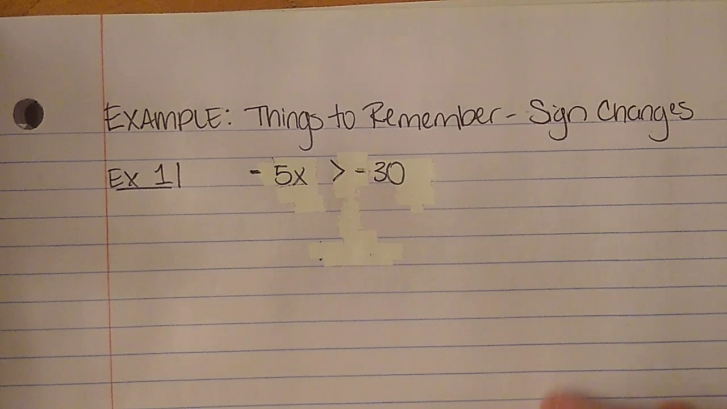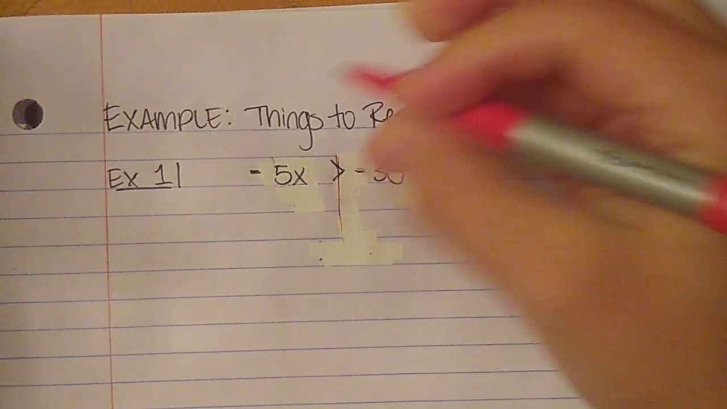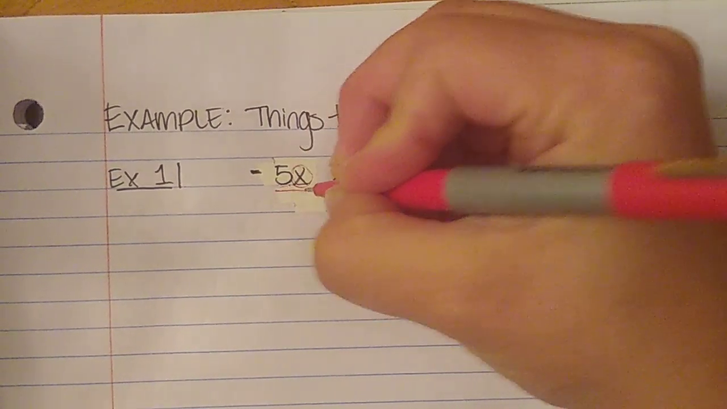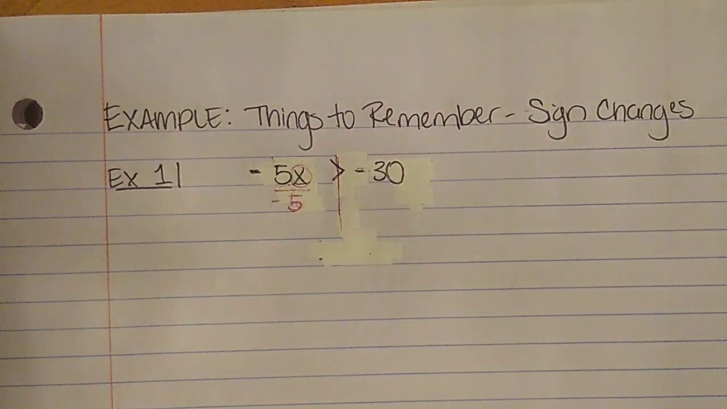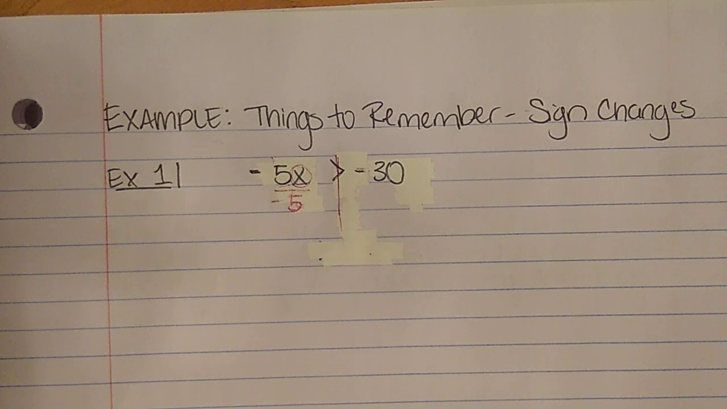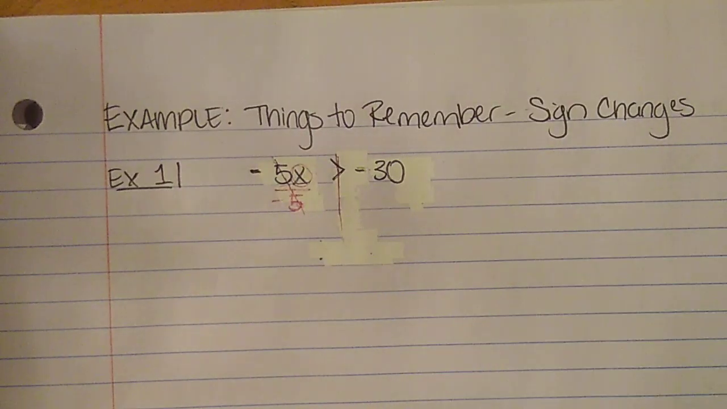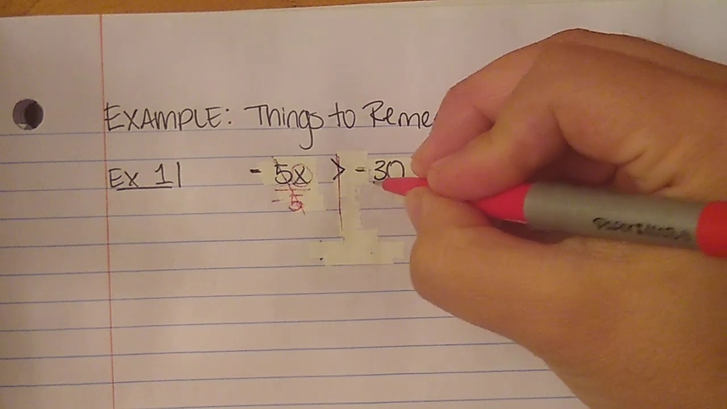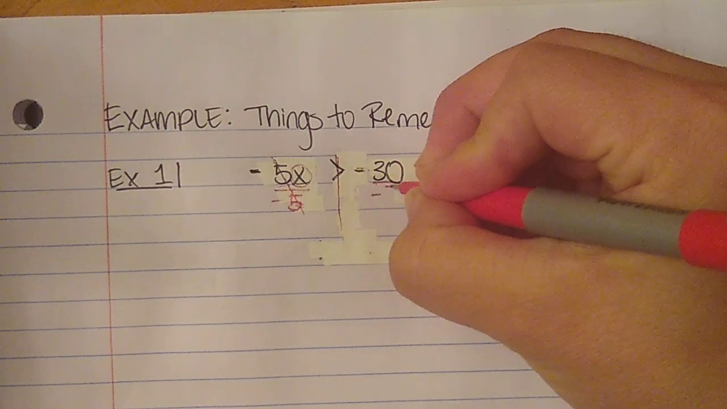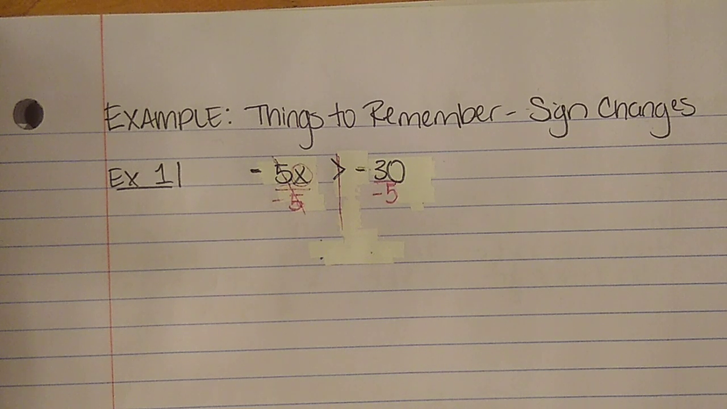So I have negative 5x is greater than negative 30. Very simple one-stepper. All I have to do to solve for the variable x is to divide both sides by negative 5, because negative 5x is saying I'm multiplying my unknown number x by negative 5. So those will cancel out. They result in 1. 1 times x isn't going to change anything. I just have to remember the division property of equality.